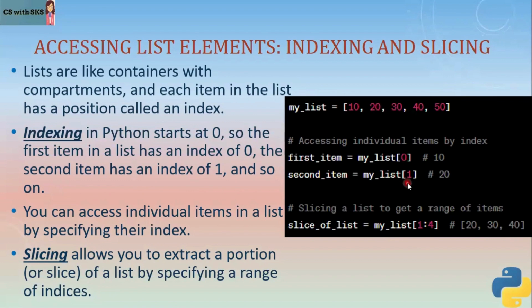But as you know, the last item is not inclusive, it's exclusive. So we take till 4. So 1 to 4 will give us 1, 2, and 3. Right? So this is how we slice a list. This is how we take one portion of a list, right? So that's how we access individual elements of a list, right?